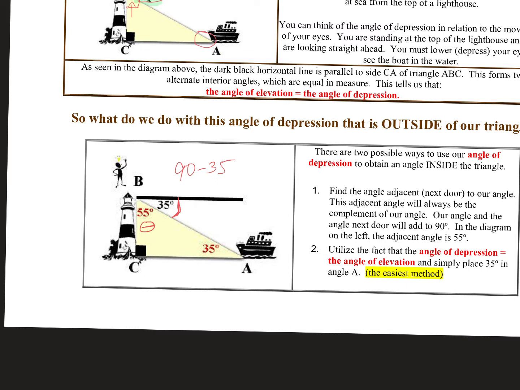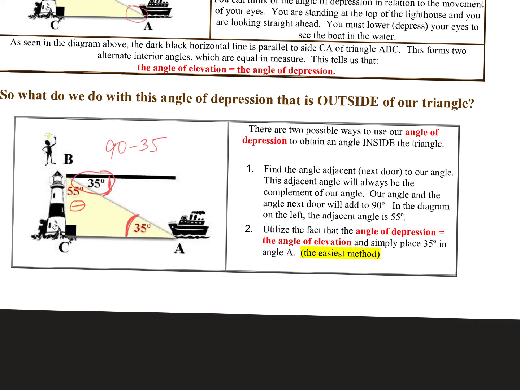But if you want to use 35 degrees, you just have to put it in the right spot. If they tell you that the angle of depression is here, they're telling you that the angle of elevation is the same thing down here. Utilize the fact that the angle of depression equals the angle of elevation. You just have to put it in angle A, the one that's formed with the ground. That is the easiest way to do it.